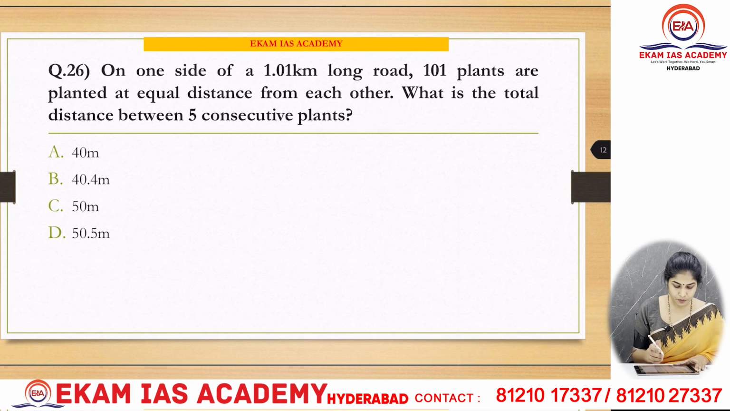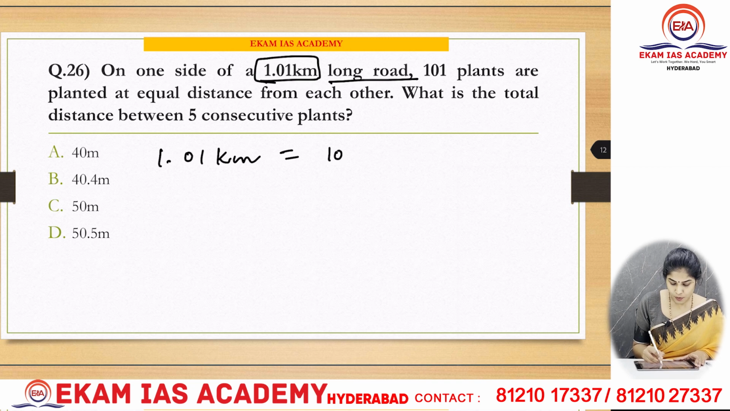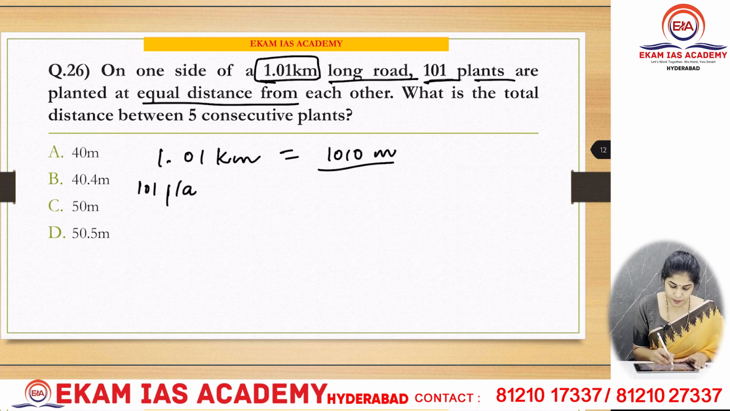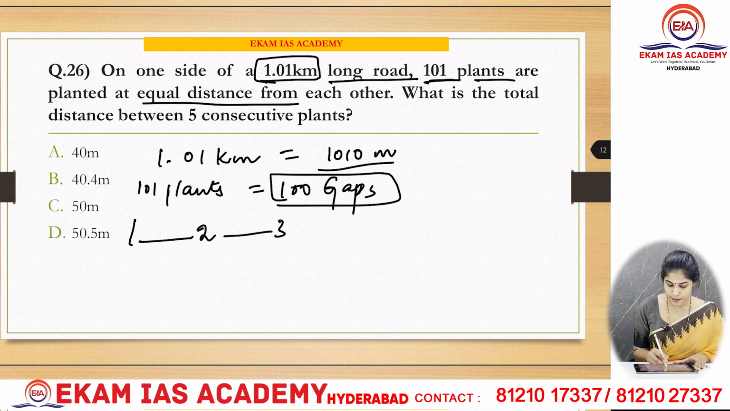Next question. On one side of a 1.01 kilometer long road, it is 1.01 kilometers, so it is 1010 meters, right? 101 plants are planted at equal distance. If it is 101 plants, the gaps would be 100 gaps, right? First plant to second plant is one gap, second plant to third plant is another gap, like that we will get 100 gaps.